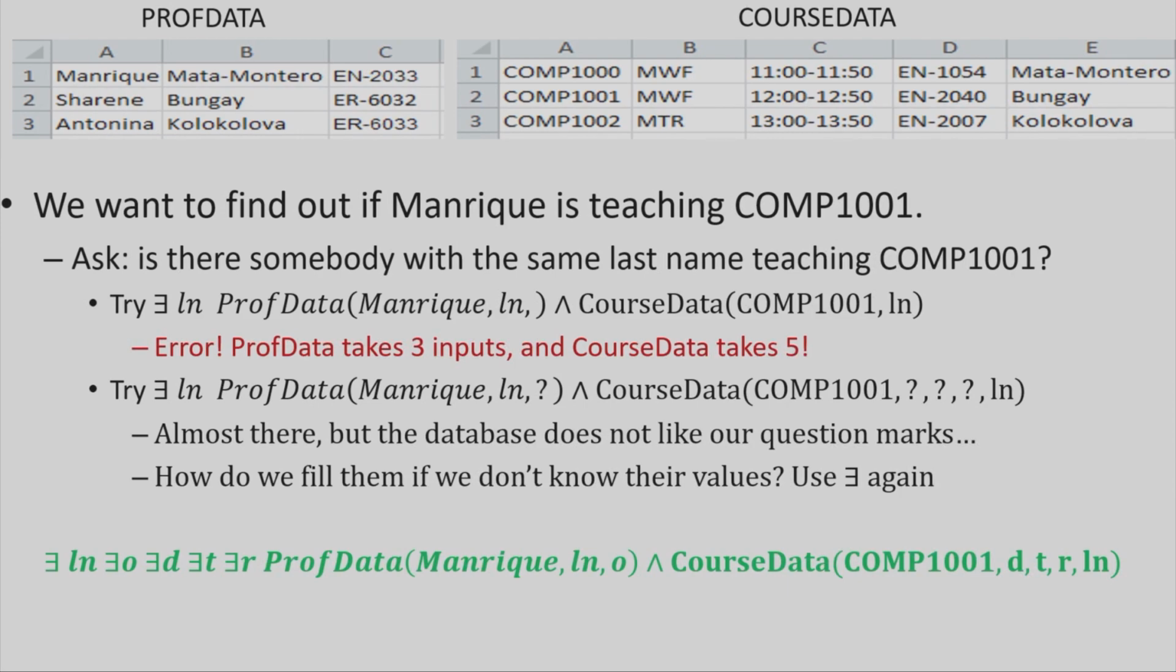So now finally we get something that the database could be happy about, a formula which is true in the database if and only if Manrique is teaching COMP100-081, which he is actually not teaching because it's Shireen Bongay that is teaching 1001.